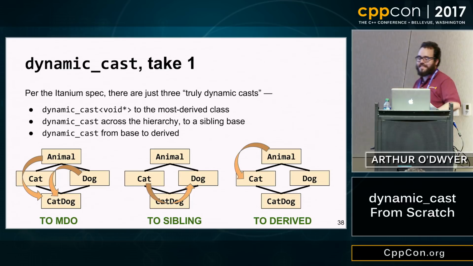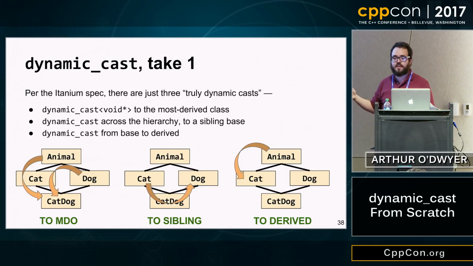All right, dynamic cast. For the Itanium spec, there are 3 truly dynamic casts. Dynamic cast to the most derived class. So I can actually get a void pointer to the most derived class. It has to be void star because I don't know what the most derived class is by definition. So it can't be that type star. It has to be a pointer that can point to anything. So it's going to be void star to the most derived class. And that's illustrated over there on the left, to most derived object.